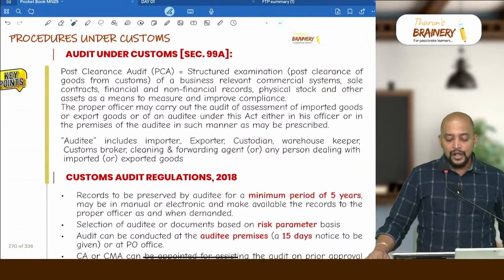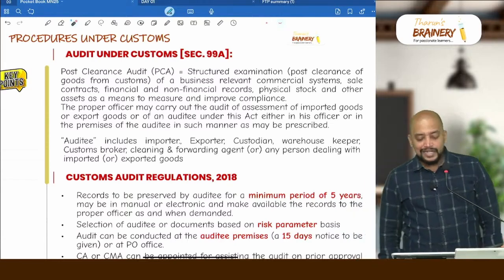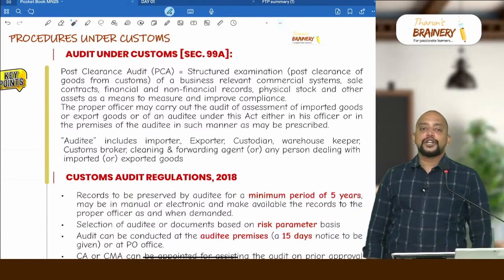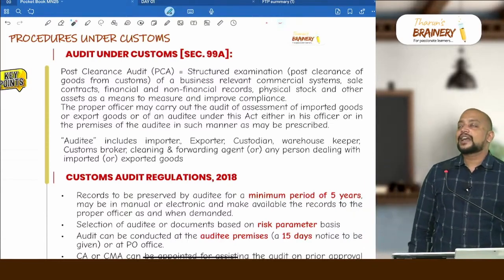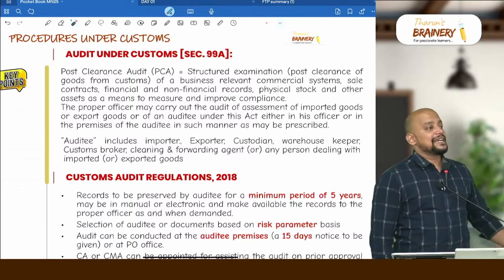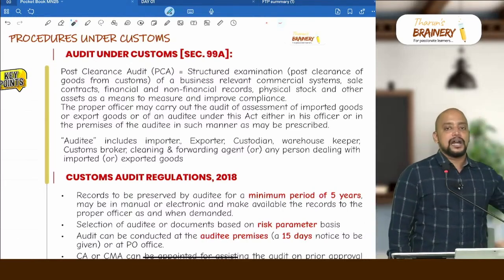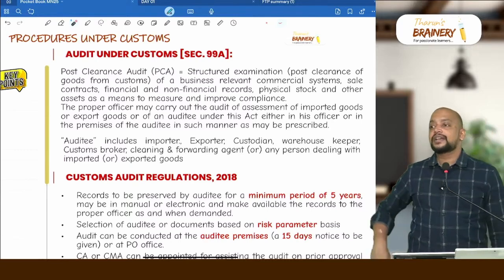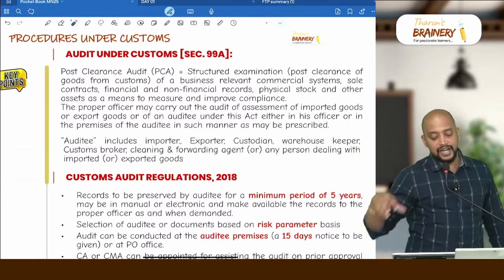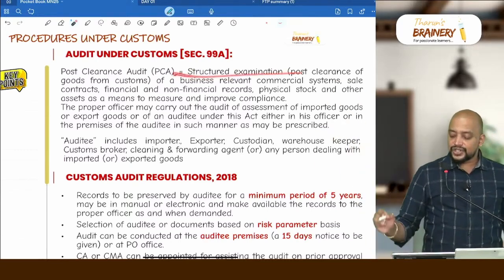Then look into audit under customs. Under customs, we have post-clearance audit, wherein at the time of import there won't be any audit, but at a later point of time the customs department will ask us to submit the records, and either the audit can be carried out at their place or they can do the audit in our place. Post-clearance audit is a structured examination.